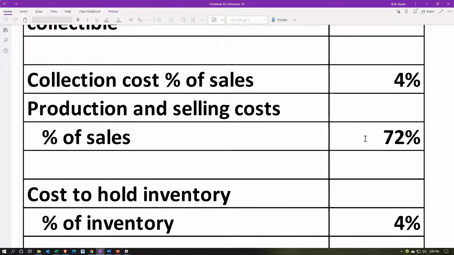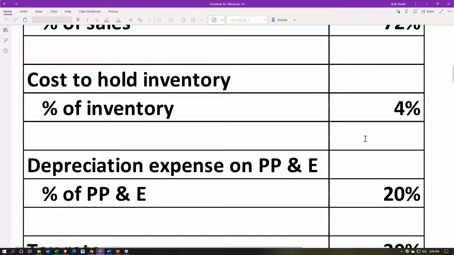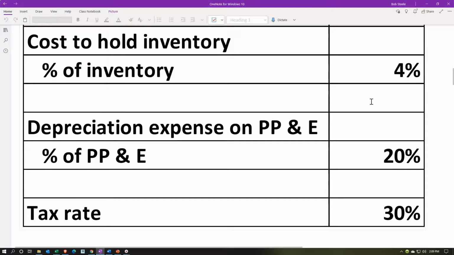Therefore, we have to think about the normal costs that would be there in order for us to consider the bottom line, which is basically net income, which would be grouping together the production and selling costs. Then we have the cost to hold the inventory as a percentage of inventory, 4%, because now we have the inventory and we have costs related to the asset buildup of the inventory.